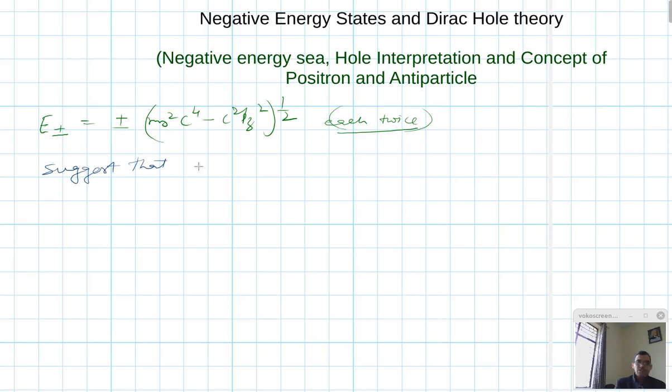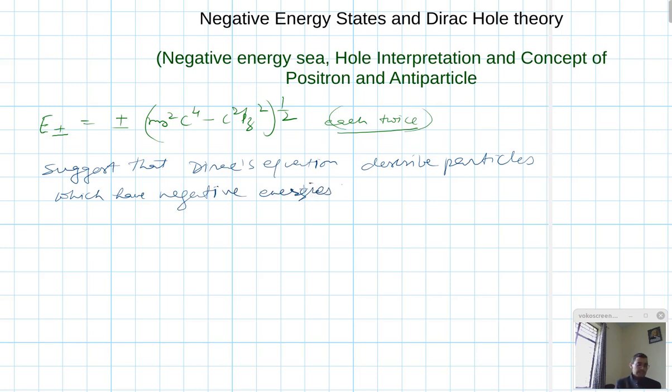Now this is just that Dirac's equation describes particles which have negative energies. That is, E negative is less than or equal to minus m naught c square, and the negative energy solution cannot be ignored in quantum mechanics.